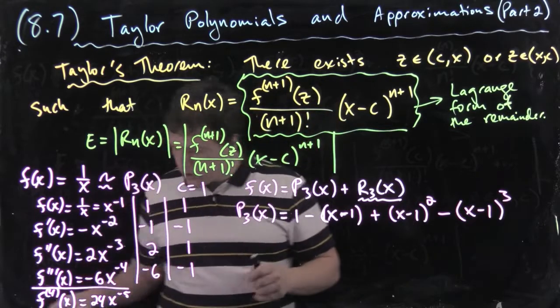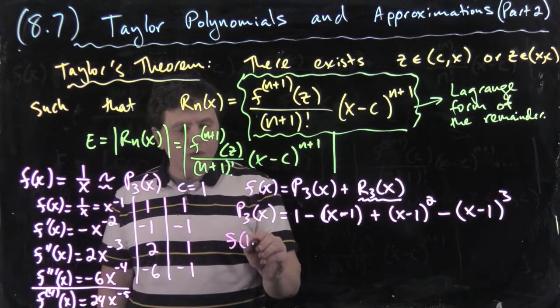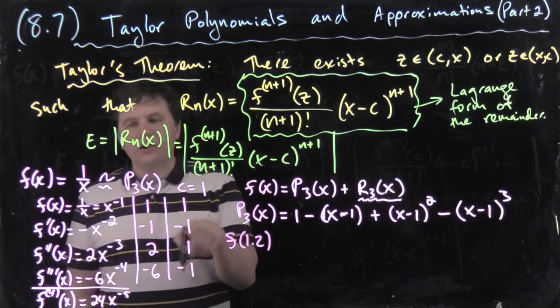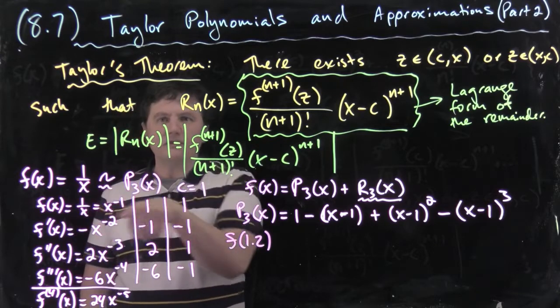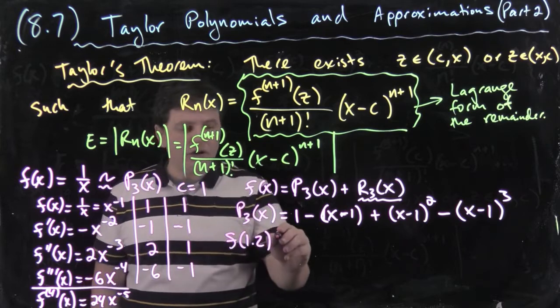Okay, so now we're going to approximate f at 1.2. Now I want to start with this one because we can actually know exactly what this is. We're going to be able to find the exact error so we can see how accurate this is going to be.